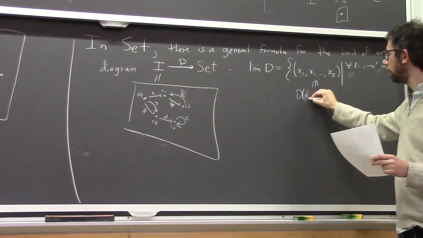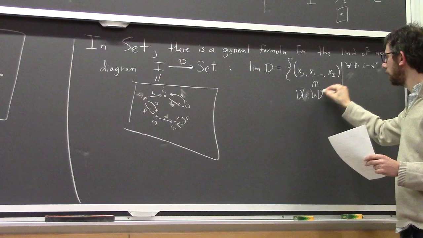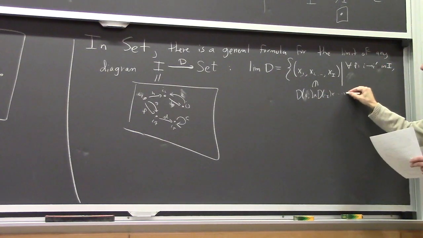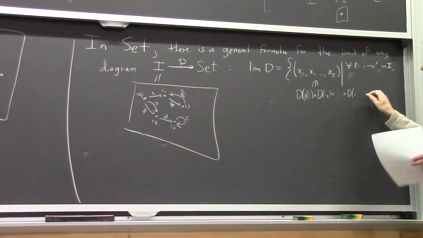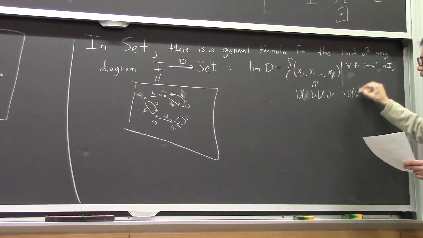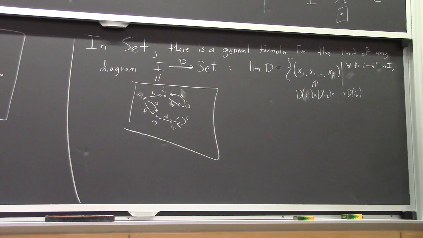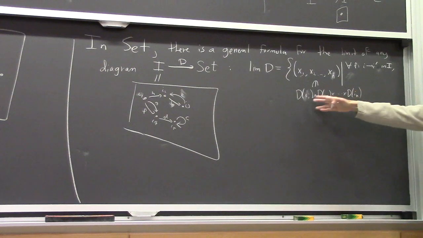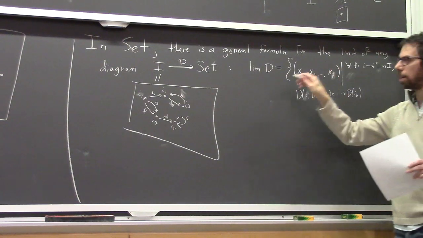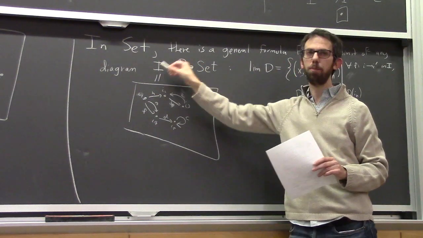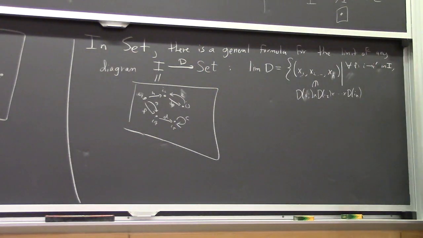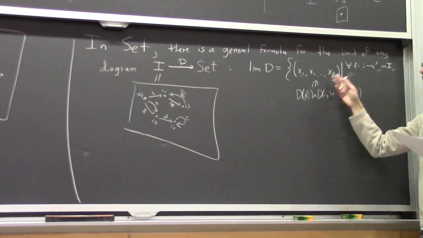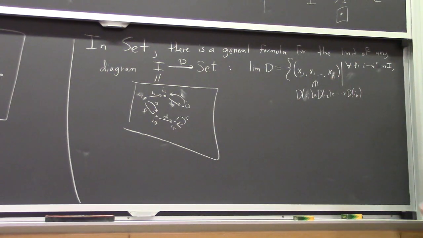X1 is in D of I1, X2 is in D of I2. D of I1 is a set, D of I2 is a set, dot, dot, dot, D of In is a set. I'll just assume that this thing is finite. So I want one object in each of the sets that D gave me for each object in I. So we have 5 objects in I, I'm going to get 5 elements, x1, x2, x3, x4, x5.